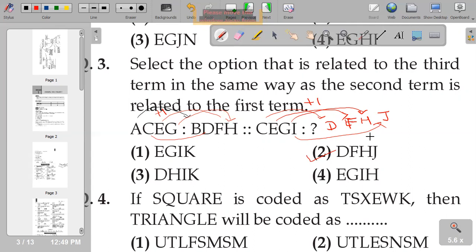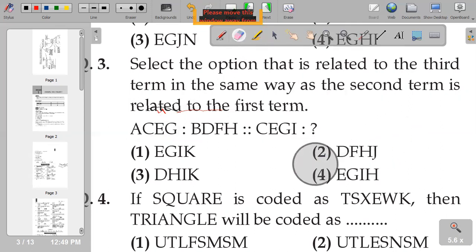One thing I would like to suggest to dear students: please do not do the same thing for all alphabets. Just go and check the options. It will reduce your time. So we are done with this. Next we will move to question number 4.